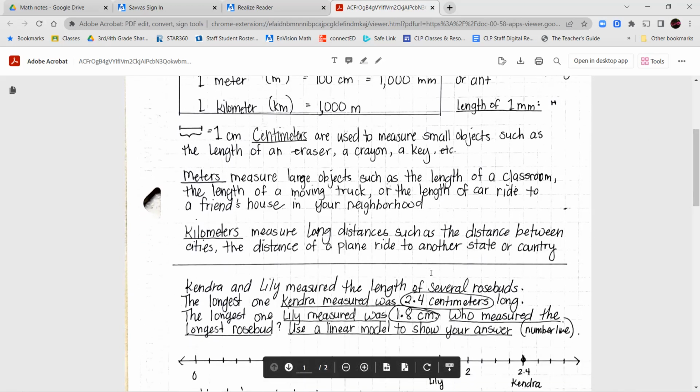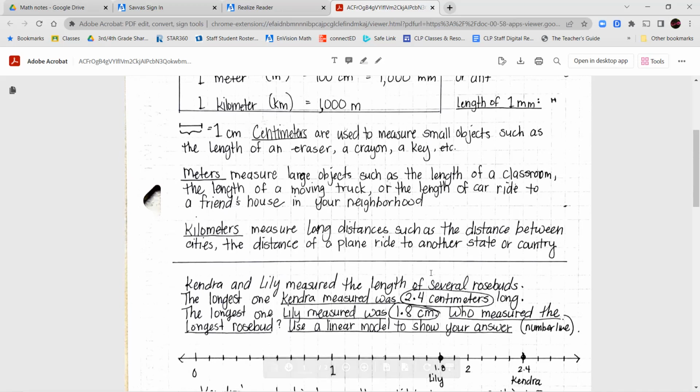Meters measure larger objects like the length of a classroom, the length of a moving truck, the length of a car ride to a friend's house who lives nearby. And kilometers are used to measure longer distances like the distances between cities or the distance of a plane ride from one state or country to another.